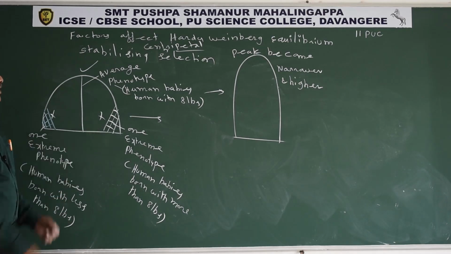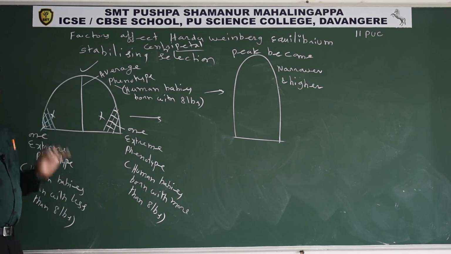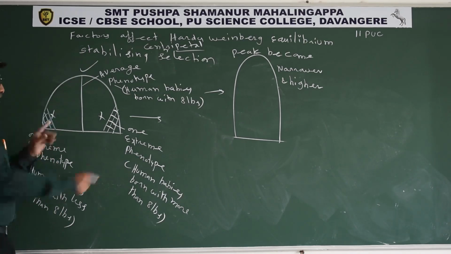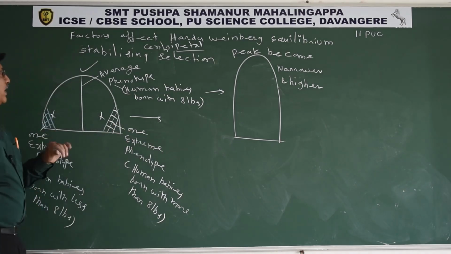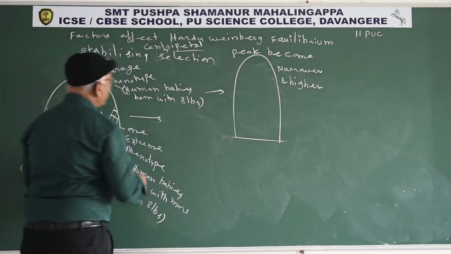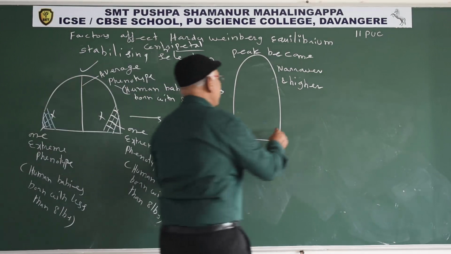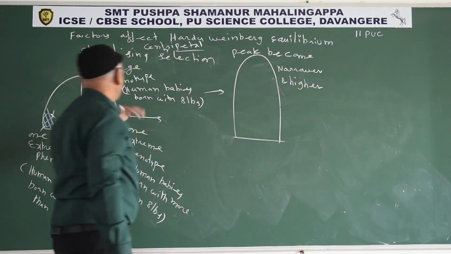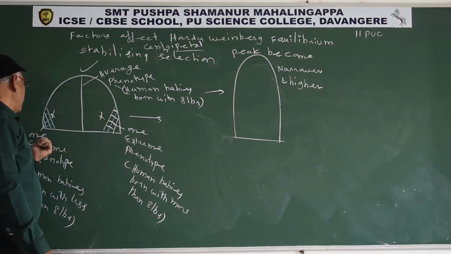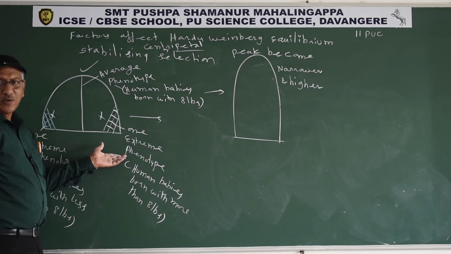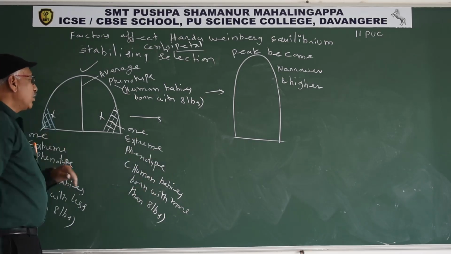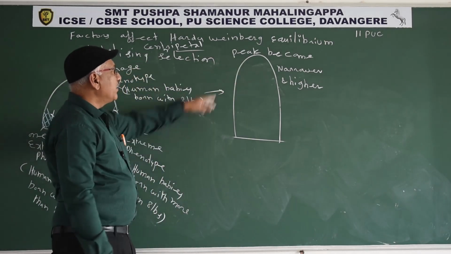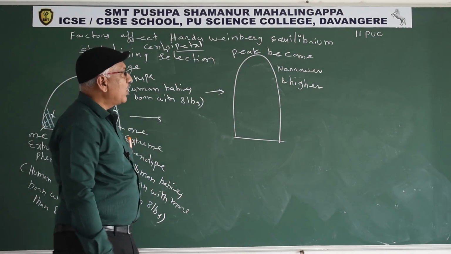Stabilizing selection operates in stable environmental conditions. It selects the average phenotype and eliminates the extreme phenotype from both ends. As a result, the peak becomes narrow and higher. So it eliminates the extreme phenotypes. As a result, what happens? The average phenotype number increases. For example, average phenotype 80, one extreme phenotype 10%, another extreme phenotype 10%. So it eliminates 20%. So now the average phenotype, when compared to the extreme phenotypes, increases. So the peak becomes narrow and higher.